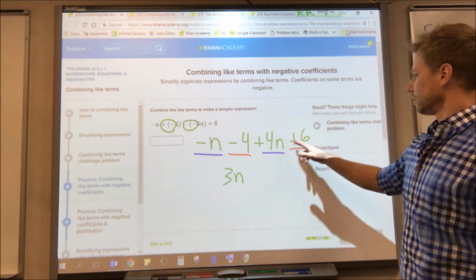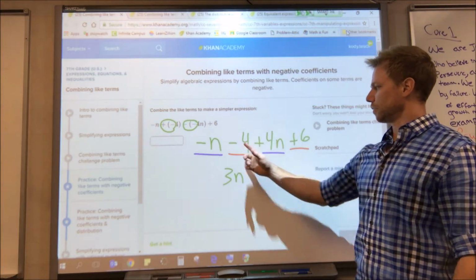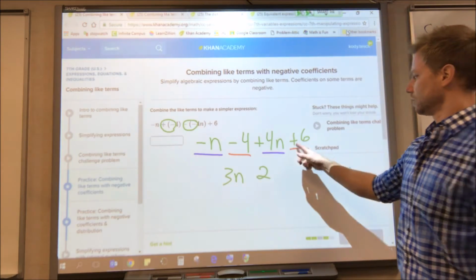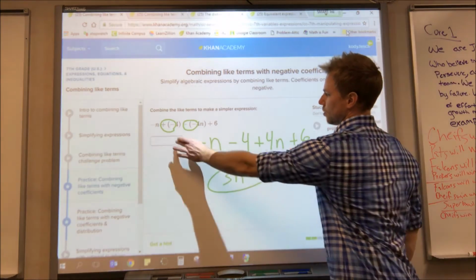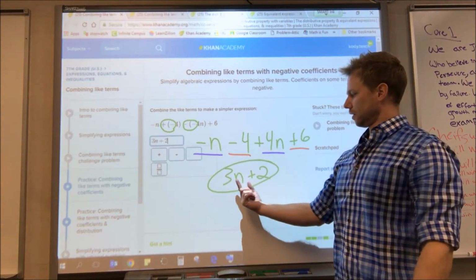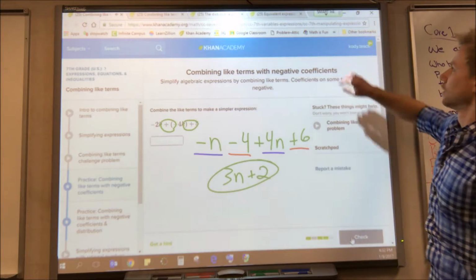Let me go over here. We have negative 4 and positive 6. They're unlike, so we subtract. 6 minus 4 is 2. Sign of the bigger number is positive, so it's plus 2. So 3n plus 2. We can't add these two terms together because this one has an n and this one doesn't, so that's all we can do.